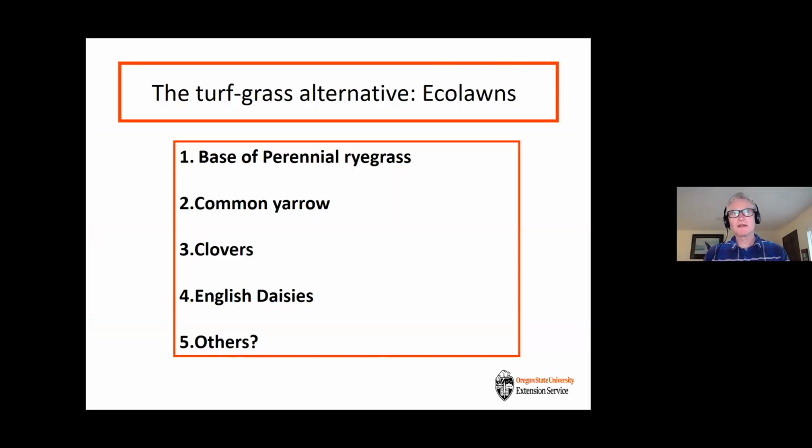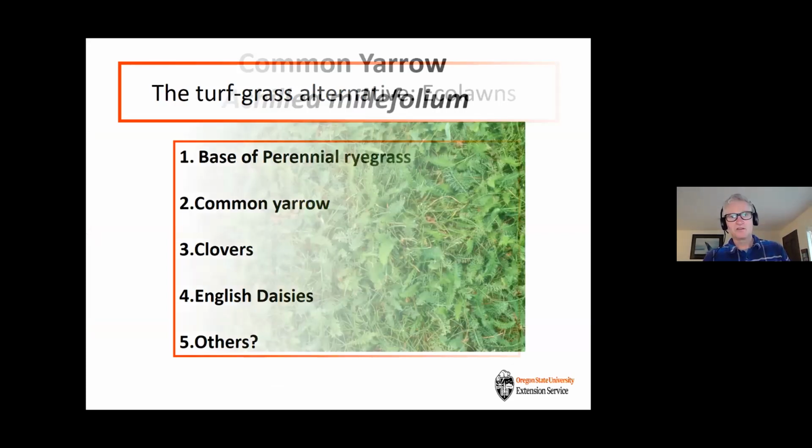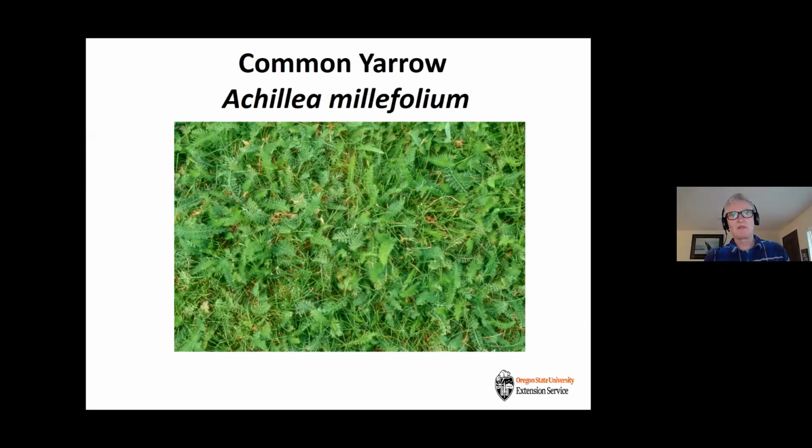Shifting gears a little bit and talking about eco lawns. Eco lawns, the idea is that we want grass, and it could be perennial ryegrass or fescues for that matter, and then mixing in broadleaf plants intentionally, including yarrow, clovers, daisies. So here's a great example of grass. You can see the blades here, and then yarrow. So this is common yarrow.